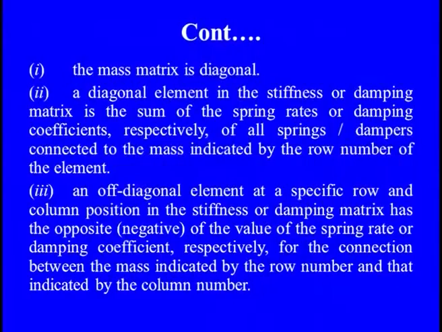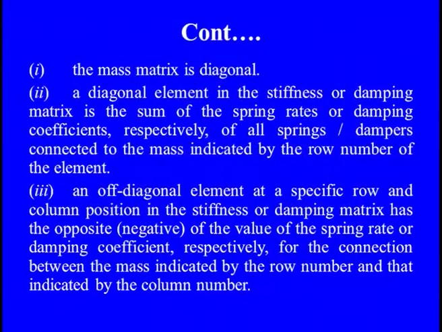This is one of the thumb rules, or else we can say it is a checking point. Second, consider the diagonal elements in the stiffness or damping matrix, because both the spring and damper are arranged in such a way that they occur in a similar manner as far as the restoring forces or damping forces are concerned. So the stiffness or damping matrix diagonal element is the sum of the spring rates or the damping coefficients respectively of all the springs and dampers connected to the mass indicated by the row number of elements.